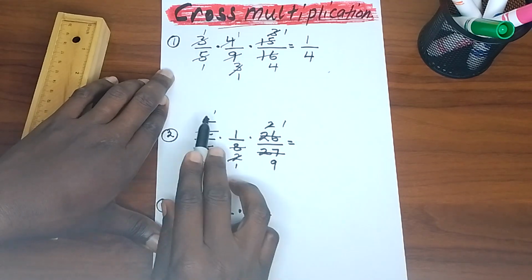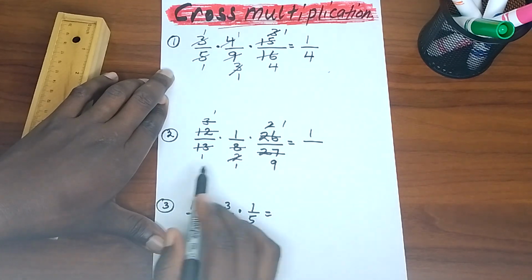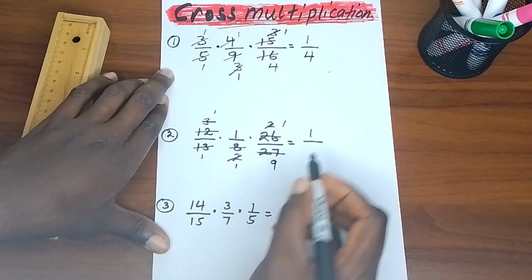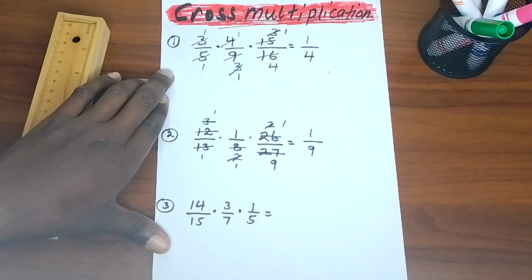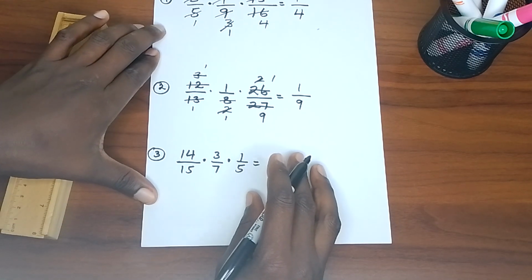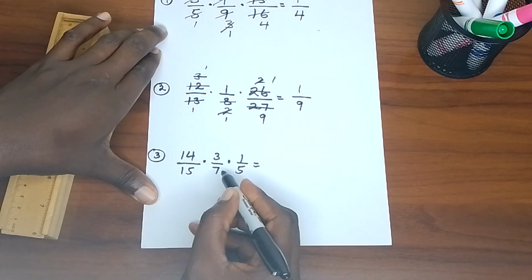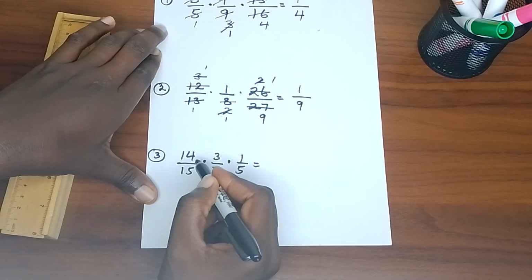So our answer is going to be 1 times 1 times 1, which is 1, out of 1 times 1, 1 times 9, 9. That is the simplest fraction that we can get there. So we'll go to the third example. I'll take 14 and 7.